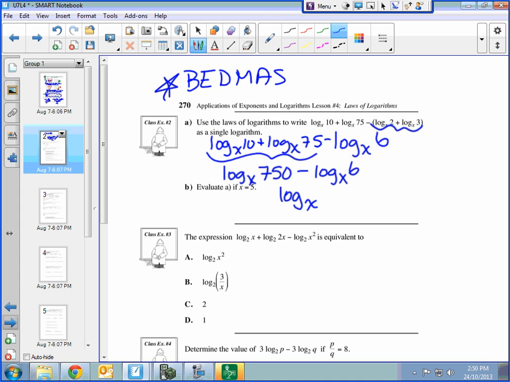What is 750 divided by 6? I'm going to put in my 125. Is this what everyone else got? Does everyone agree? Does anyone have any questions with how we got this answer? No, not. You're good? Okay, so now it says evaluate if x equals 5. So all I want to do is substitute 5 into my x. So log. Oh, sorry, Shay, you have a question?